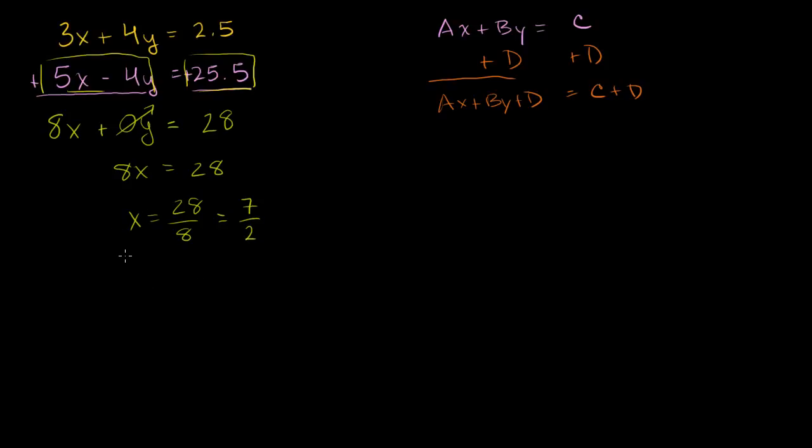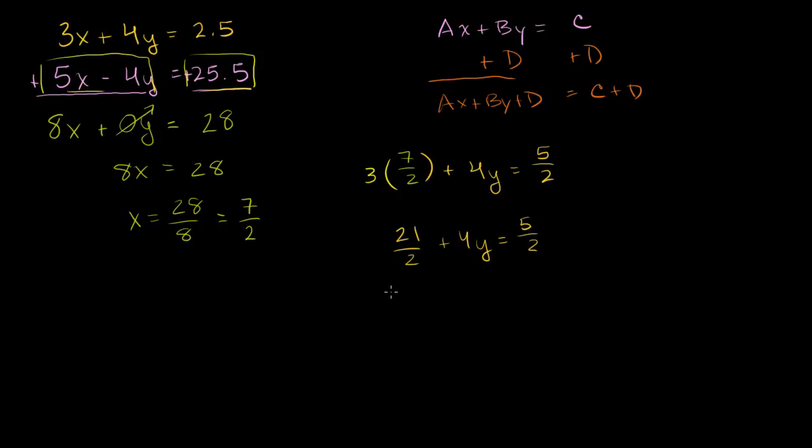That's our x value. Now we want to solve for our y value. And we could substitute this back into either of these two equations. Let's use the top one. You could do it with the bottom one as well. So we know that 3 times 7 over 2, I'm just substituting the x value we figured out into this top equation. 3 times 7 over 2 plus 4y is equal to 2.5. Let me just write that as 5 halves. We're going to stay in the fraction world. So this is going to be 21 over 2 plus 4y is equal to 5 halves.